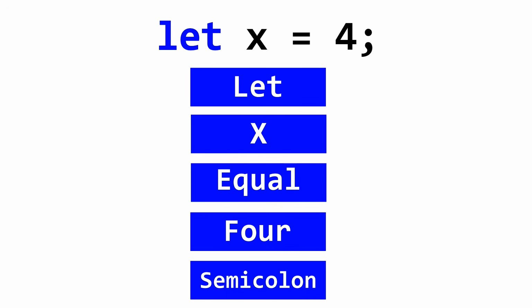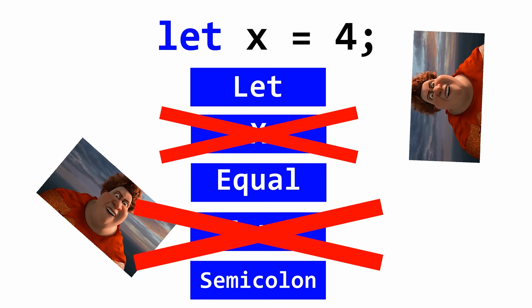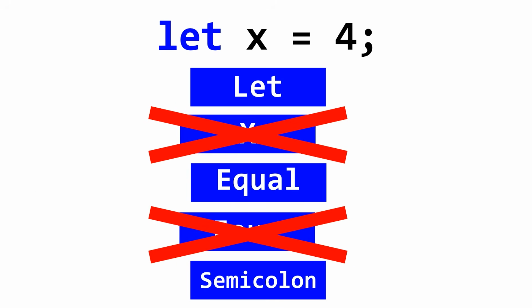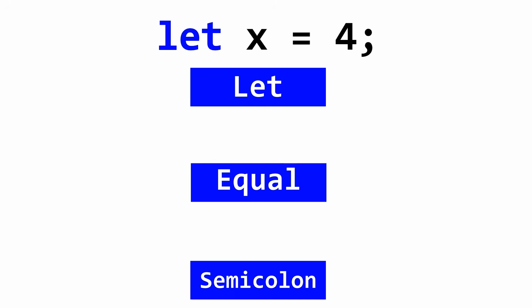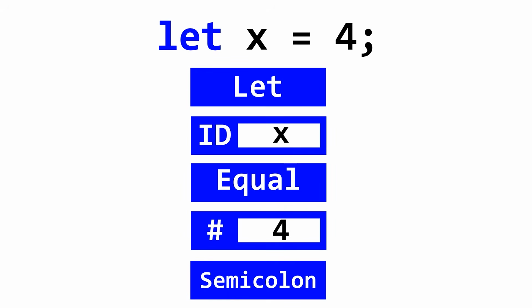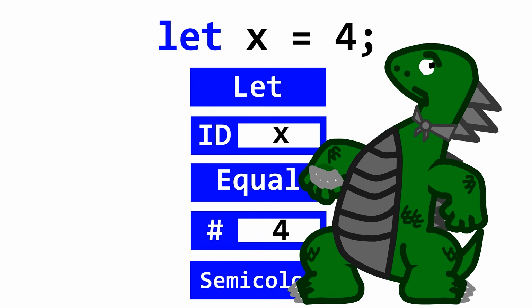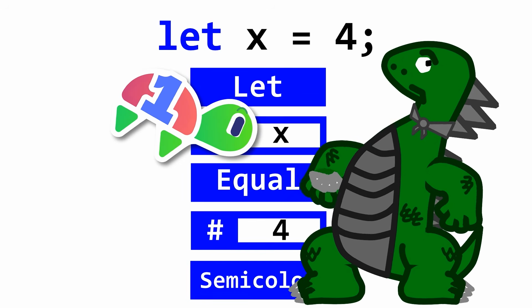Well, they are still tokens, but there's no special X token and there's no special 4 token, because if we were to do that, we would never finish writing the language. Instead, X is an identifier token, with X being its value, and likewise 4 is a number token with 4 as its value. So there's a token for X and a token for 4, so I was kinda right. Yeah, whatever helps you sleep at night.